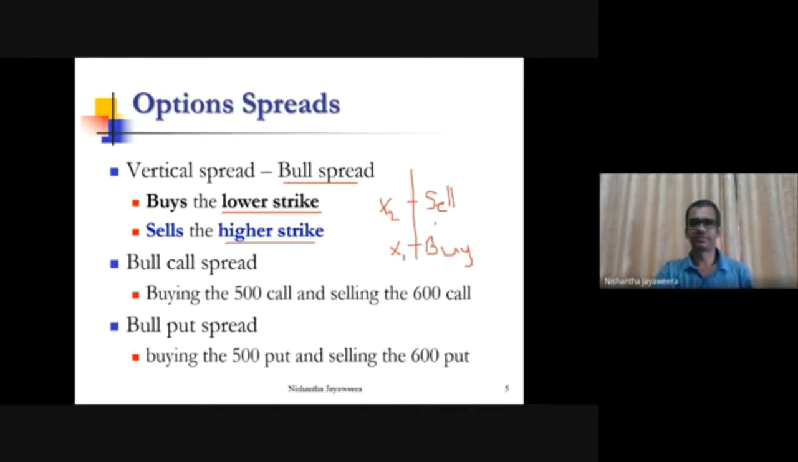Bull spread. Then again, it can be a bull call spread or a bull put spread. This is an example. Buying the 500 call, selling the 600 call. 500 means the lower strike price, 600 is the higher strike price. The same thing can be done on the put. Still you buy the lower strike put and sell the higher strike put.